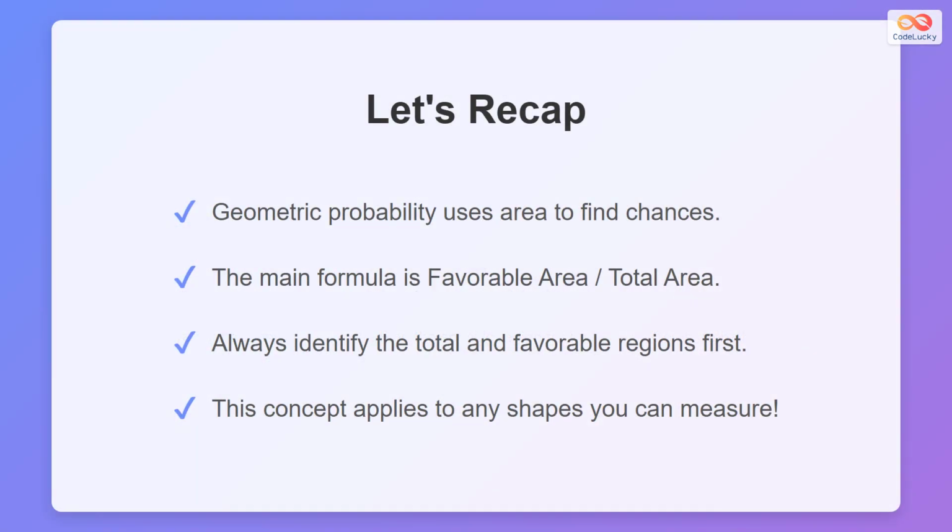So, let's quickly recap what we've learned. Geometric probability uses the concept of area to determine chances. The core formula is always the favorable area divided by the total area. The process involves identifying these 2 regions and then performing the division. This simple idea can be applied to all sorts of shapes and scenarios.